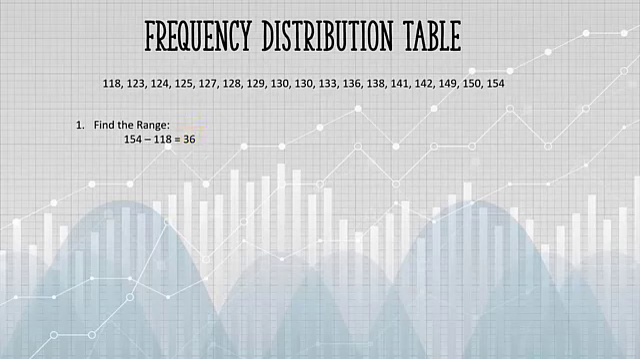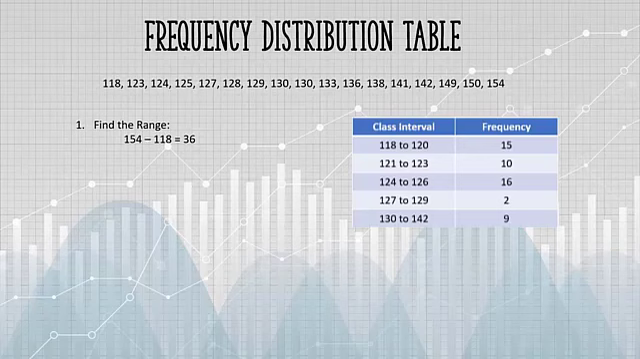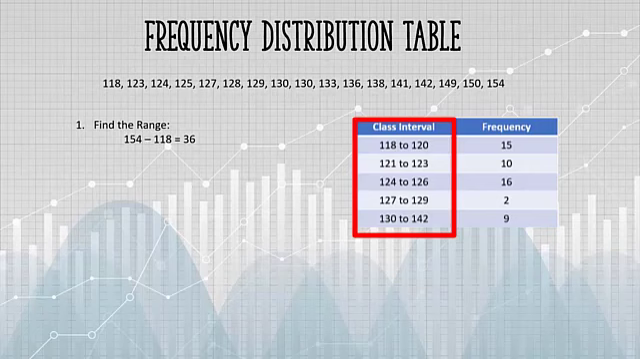Next, we want to figure out how many classes to have. Classes are what is going to divide up our frequency table. Here's an example of a frequency table. The classes are on the left, and it divides the table into segments or bins.